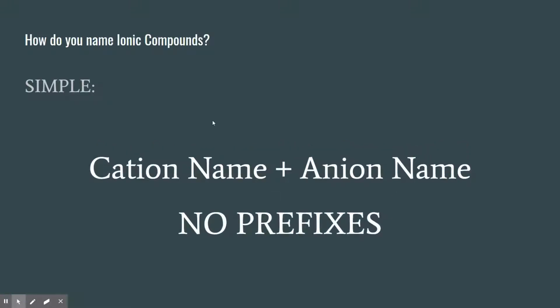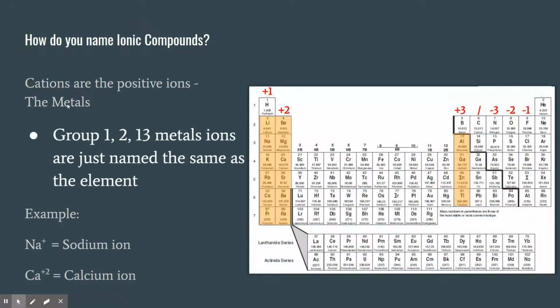It's actually really easy. Ionic compounds are named with the cation name first and then the anion name. Remember that the cation is the positive and the anion is the negative, and we'll never use prefixes for ionic compounds. So the cations are typically going to be metals, and if the metals are in group 1, 2, and 13, then the ion name is just the element name. So Na+ is a sodium ion. Ca2+ is a calcium ion. Both of those are in these groups.